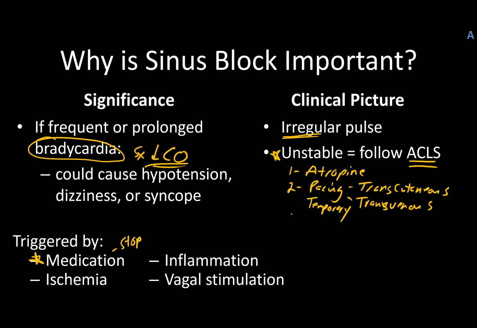In the meantime, with all of this, your other option as well can be, especially if the atropine works, start them on a dopamine or other recommended medication to help speed up the heart rate to assist. To go back to triggers, medications is always a big one. Ischemia, if it's related to an MI, inflammation related to surgery or other problems, and actually high vagal stimulation, particularly in sensitive patients, can cause a sinus block to precipitate.